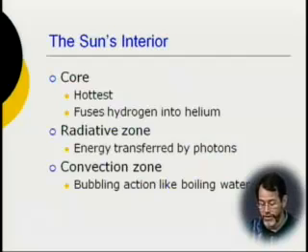Outside of that, there's a convection zone. Convection is a kind of transformation when there's big blobs of stuff moving around. It isn't just little photons of light, but big portions of the sun are actually moving.